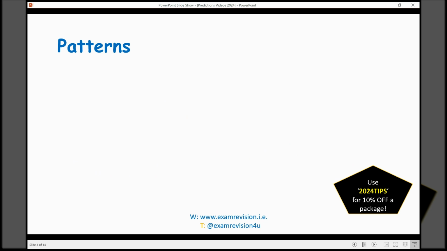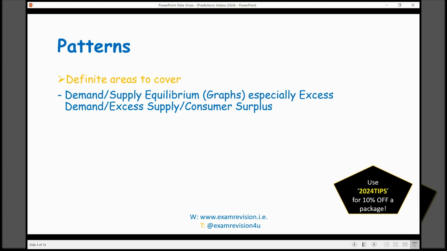In terms of patterns, I suppose we're looking at the things that you need to cover. You're not going to escape without demand and supply equilibrium coming up on the exam. What I would focus on would be the likes of your graphs with excess demand and excess supply or consumer surplus and how to get back to equilibrium, that you're able to explain all those. They seem to be more popular over the last couple of years. They can be sometimes a little bit trickier. So know excess demand and what effect that has on equilibrium, excess supply, what effect that has on equilibrium, what effect that has on price and the quantity demanded or supplied, and be able to explain how you get back to equilibrium.